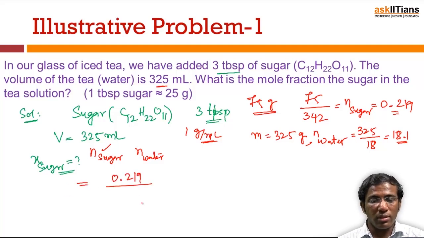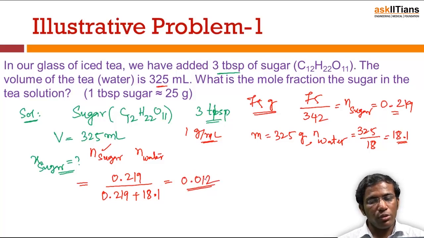The mole fraction of sugar is equal to 0.219, that is its number of moles, divided by the total number of moles, 0.219 plus 18.1, which comes out to be 0.012. This is the mole fraction of sugar in the solution.